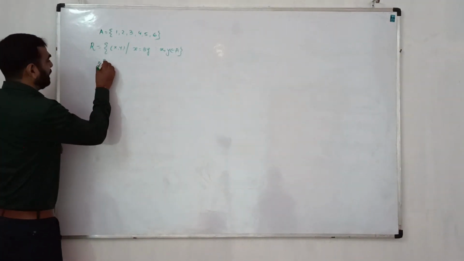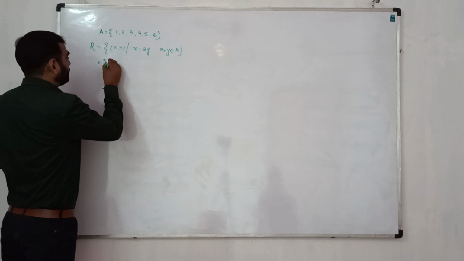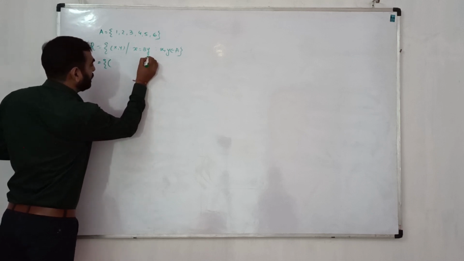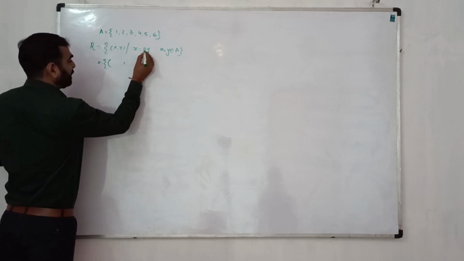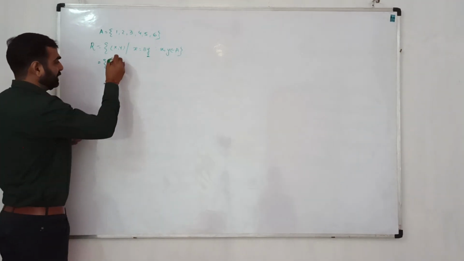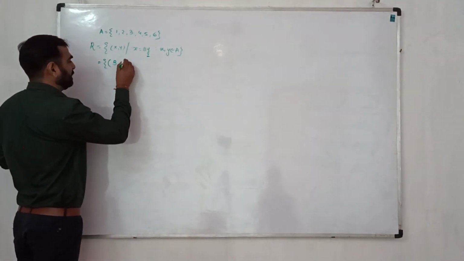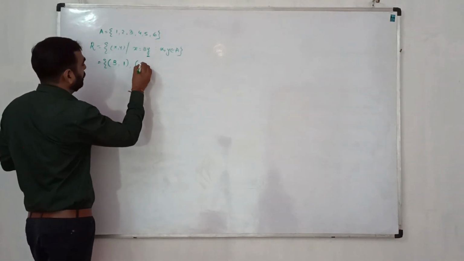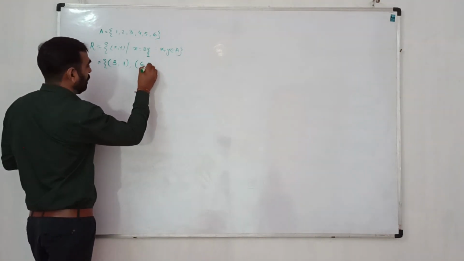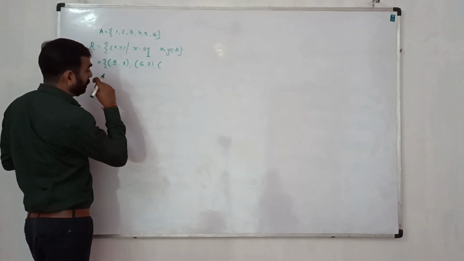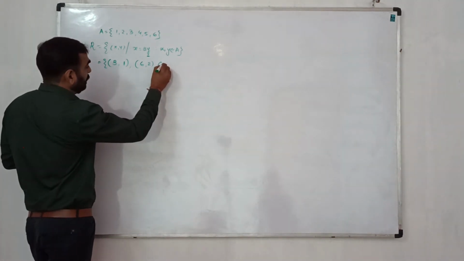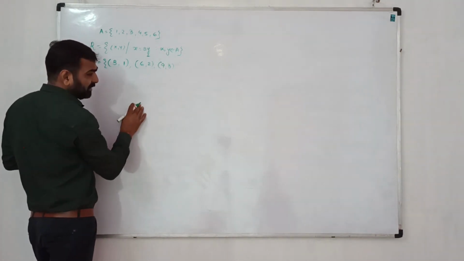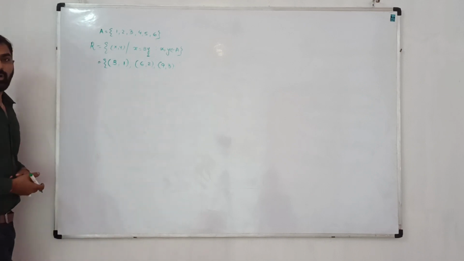x is equal to which elements? If we put y is equal to 1, then 3 into 1 is 3, so x is equal to 3. The first element is (3, 1). If we put y is equal to 2, then 3 twos are 6, so (6, 2). If we put y is equal to 3, so (9, 3). Is that possible? No, it is not possible.